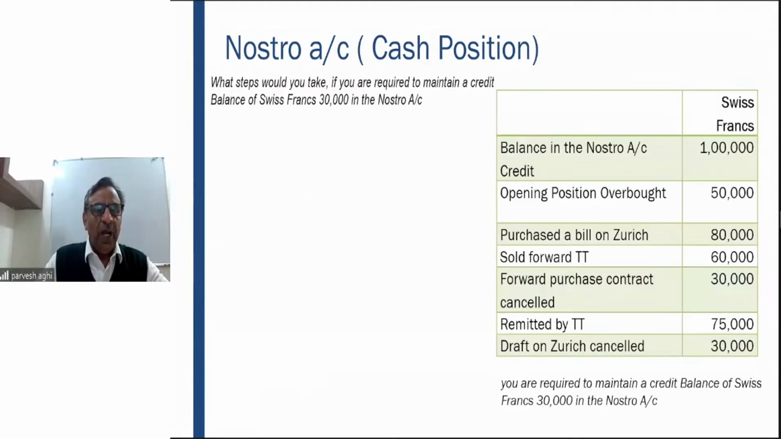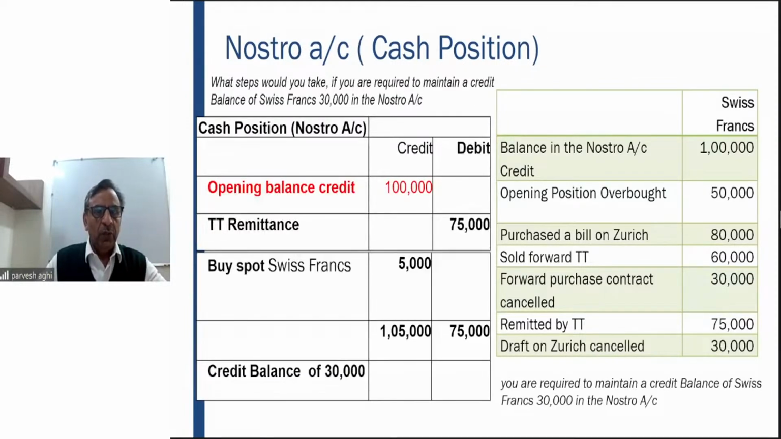So for that, what you have to do is buy Swiss francs in the spot market, so that you will have a credit balance of 30,000. Since you already have a balance of 25,000, you need the balance to go up 5,000 more to 30,000. So you have to buy in the spot market so that you have more Swiss francs in your account. This will maintain your account.